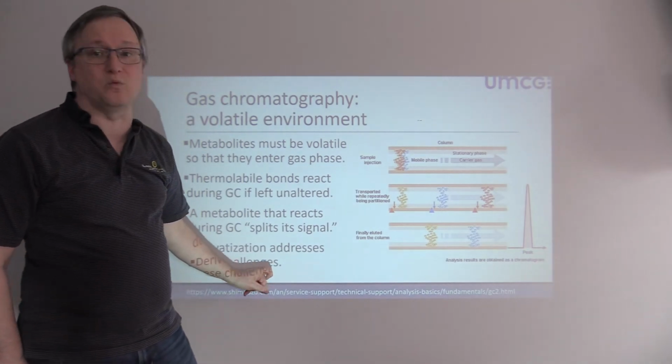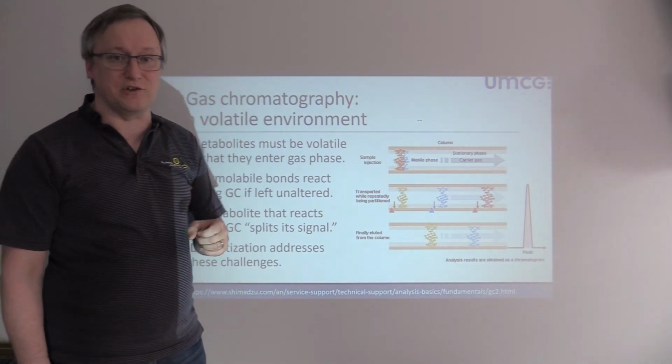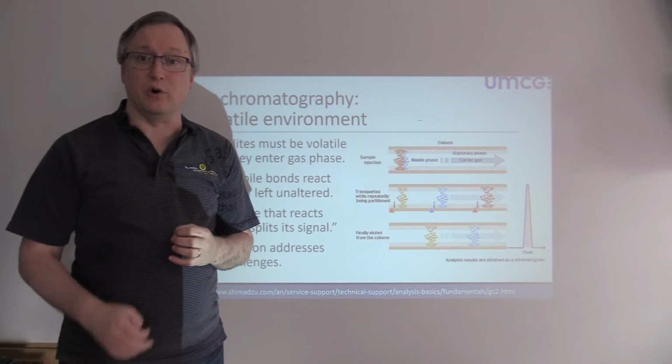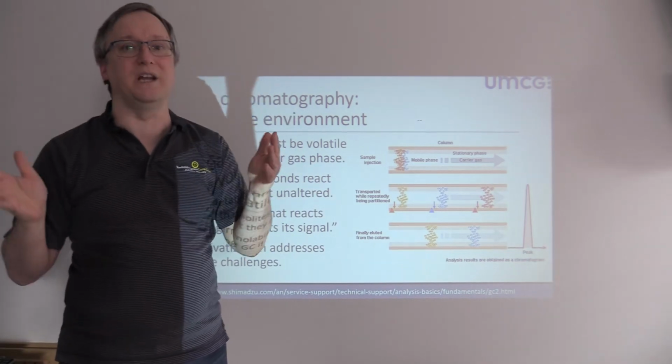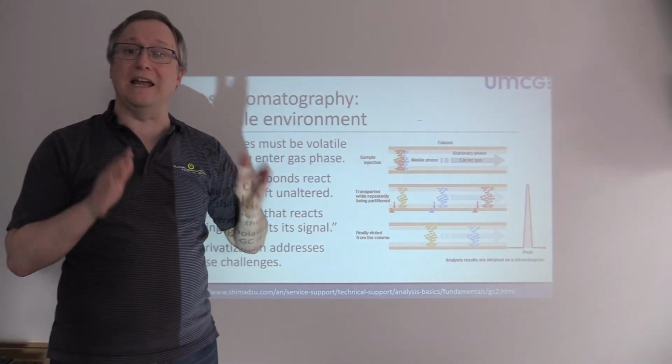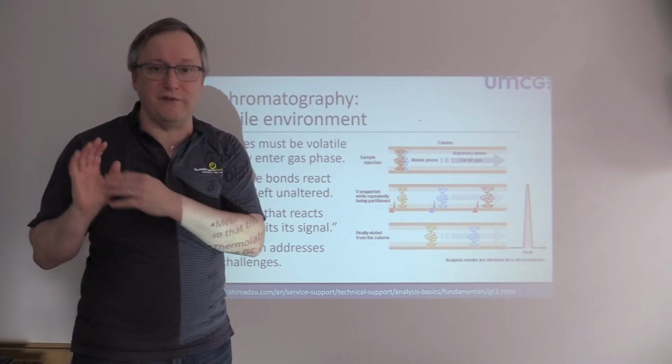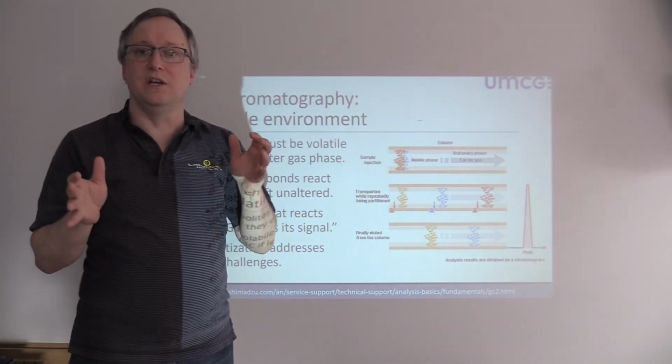Okay, so this is why we need derivatization. Derivatization is really important for us in preventing chemistry, the 400-degree chemistry happening to these metabolites, allowing them to pass through this very hot environment unchanged.